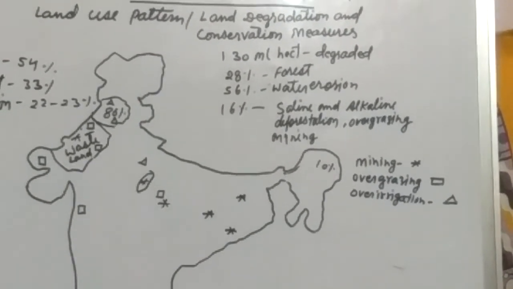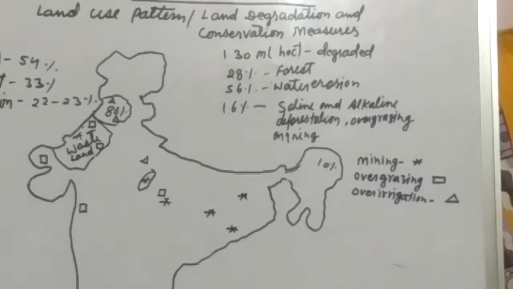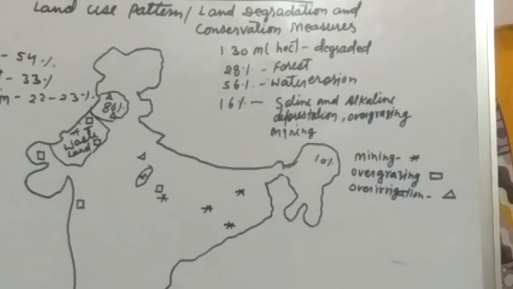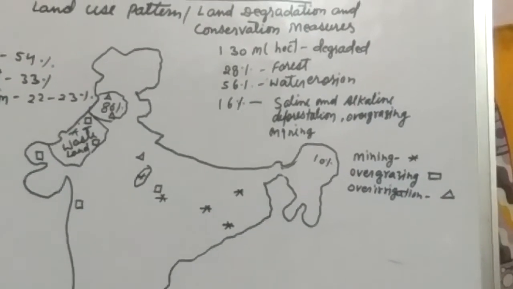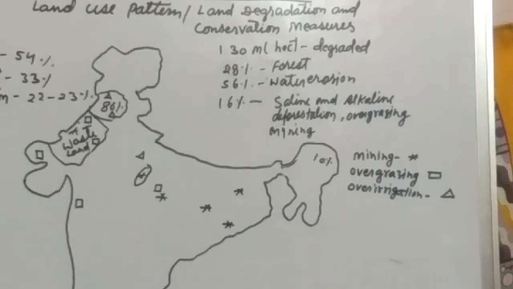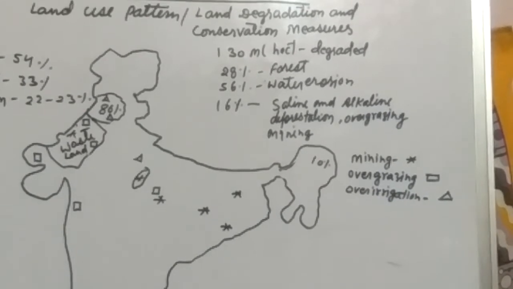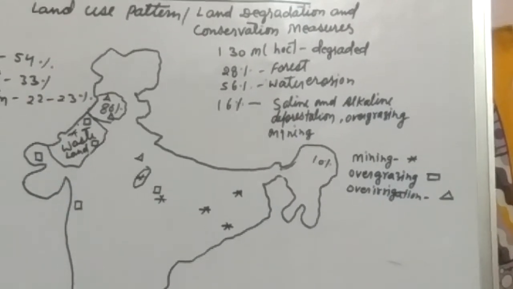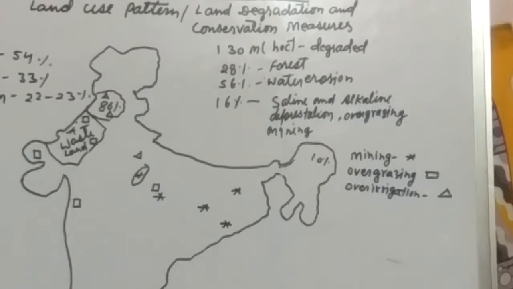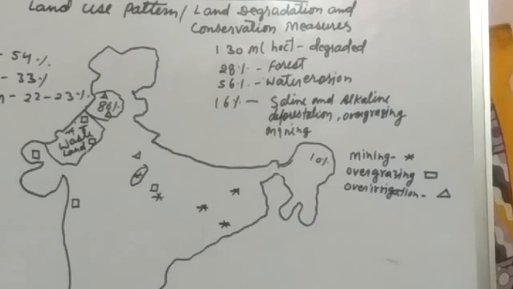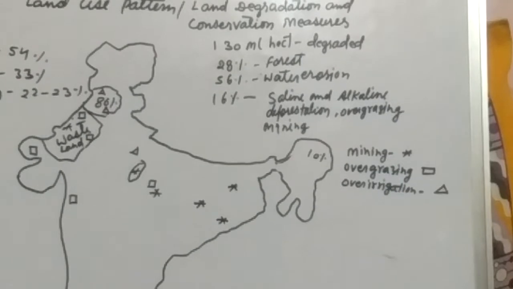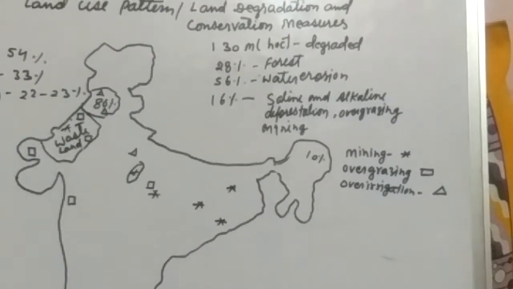So if we have to start the conservation process, first we have to stabilize these activities. Stabilize means to control these activities. We have to control deforestation, we have to control mining, we have to control overgrazing, we have to control over irrigation. And in many countries these measures have been seen in the form of activities where they have stabilized, meaning controlled. They have stabilized the mining process, the over irrigation process and the overgrazing process.